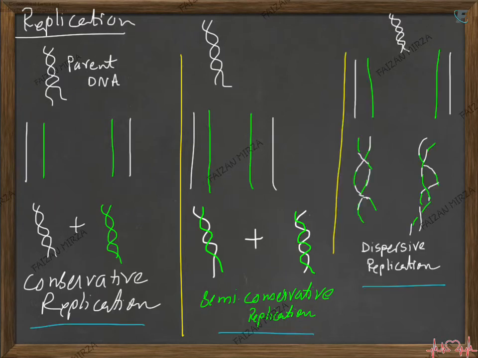Here we have the dispersive replication. It was suggested that replication could be dispersive, that some segments of DNA would have the original strand, and some of them would have the new strand. But anyhow, it was proven with an experiment conducted by Meselson and Stahl that the replication is actually semi-conservative replication.